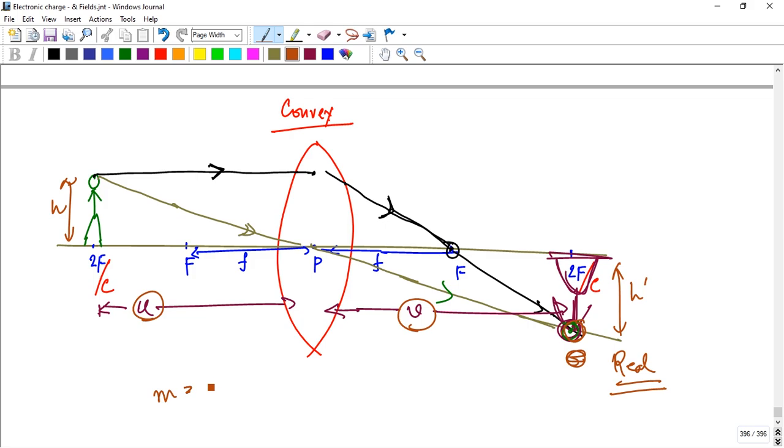So the magnification is equal to the height of the image by the height of the object. The image is inverted, so it is negative. Similarly it is v by u, where u is in the negative x direction and v is in the positive x direction, and this image is a real image.